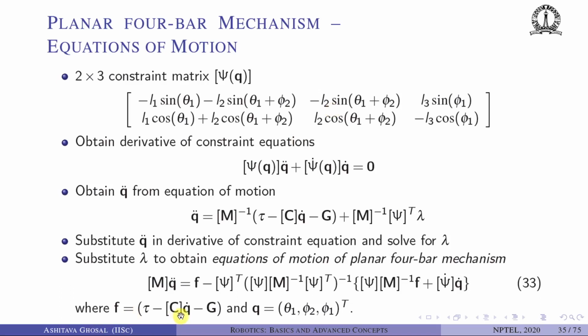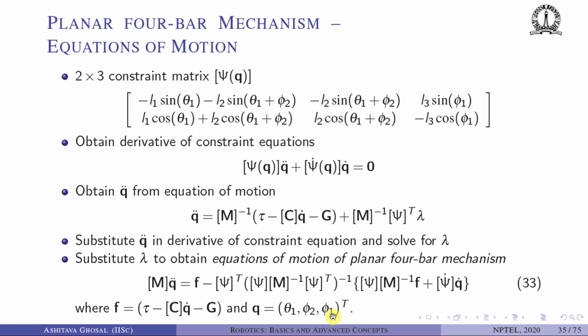And what is q here? Q is the configuration space, which is theta 1, phi 2, and phi 1. Phi 3 does not show up because we have broken the joint at the third joint. So one last thing before we end here. Remember, I had said that in a 4-bar mechanism, we will have only one actuation, which is tau 1.